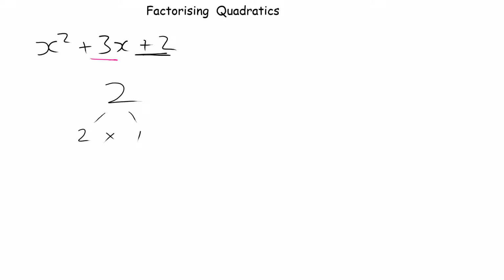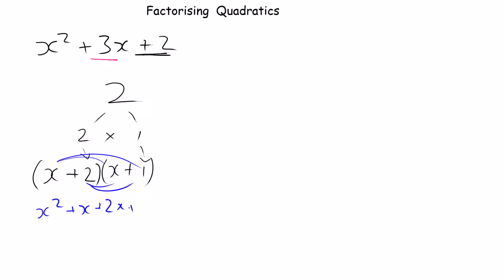Now I know that in this example it's quite obvious, but when we go a bit further, these are going to be some key steps. So x plus, I'm going to take this 2 here, and x plus, take this 1. Now if we expand this out to double check, we're going to have x times x is x squared, x times 1 is 1x, or just x, 2 times x is 2x, and 2 times 1 is 2. And we can double check that that makes x squared plus 3x plus 2. So our factorised form here is x plus 2, x plus 1.